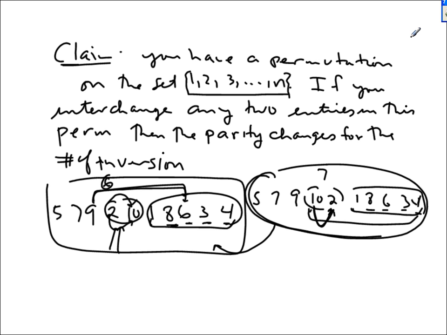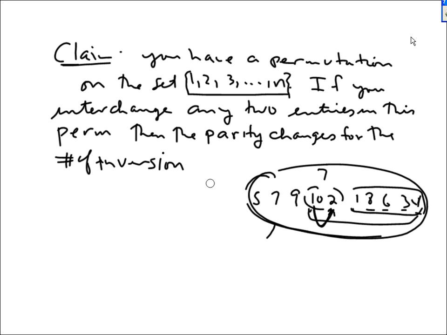The number of inversions either goes up 1 or goes down 1. But 7 is odd. If you go down 1 or you go up 1, it becomes even. If it originally was even, and then you change 2 consecutive ones, either the inversions will go down 1 or up 1. Odd becomes even. Even becomes odd. The parity changes. If you interchange 2 right next to one another, the parity will change.